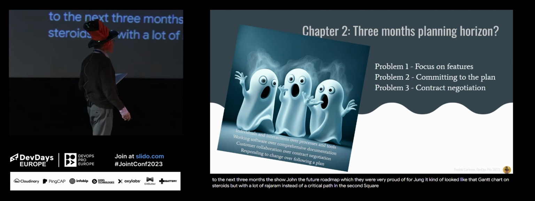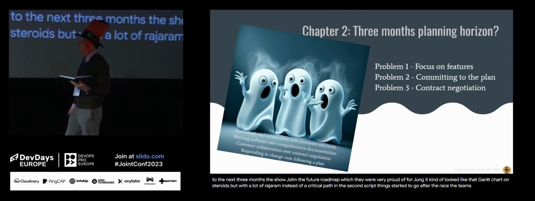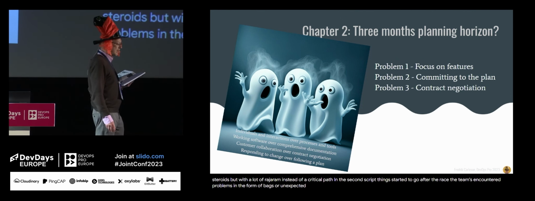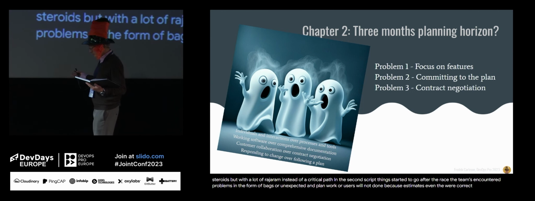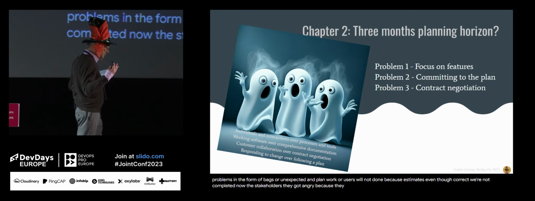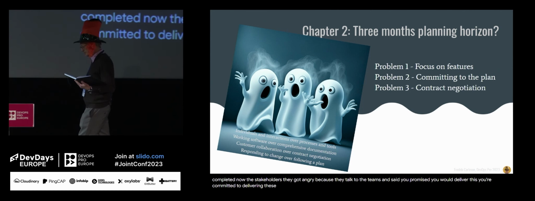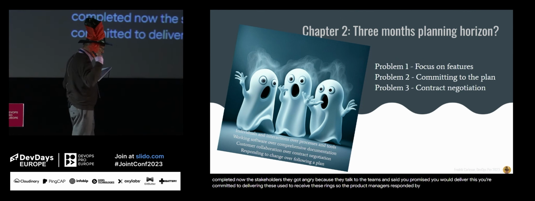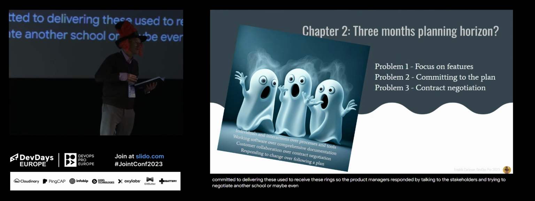In the second sprint, things started to go off the rails. The teams encountered problems in the form of bugs or unexpected, unplanned work, or user stories were not done because the estimates, even though they were correct, were not completed. Now, the stakeholders got angry because they talked to the teams and they said, "You promised you would deliver this. You committed to delivering these user stories, these sprints." So the product managers responded by talking to the stakeholders and trying to negotiate another scope or maybe even removing some stories.